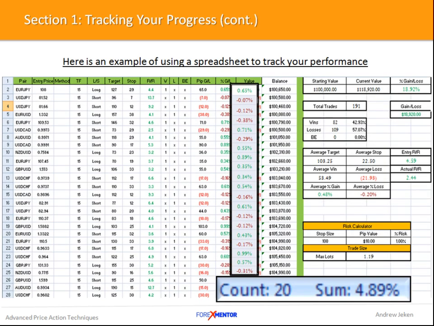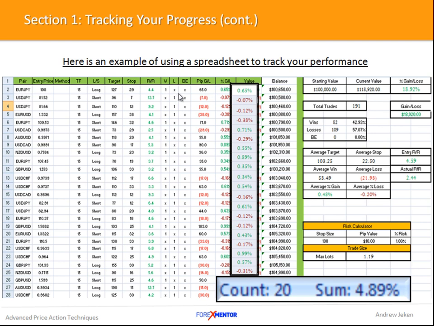So here's an example of a spreadsheet where we track our performance, and like I said, you can use any basic spreadsheet, but all you want to do is be able to add in information along the way. And here again you can see the pair we've got on the left hand side. We've got our entry price, we've got the time frame the trade was taken on, whether it was a long or short entry, our initial target, the stop, our initial risk reward, and then what happened to the trade.